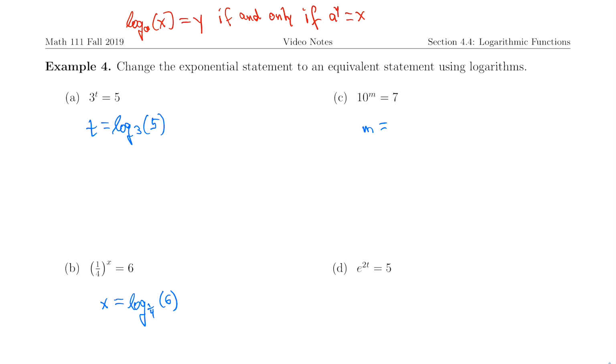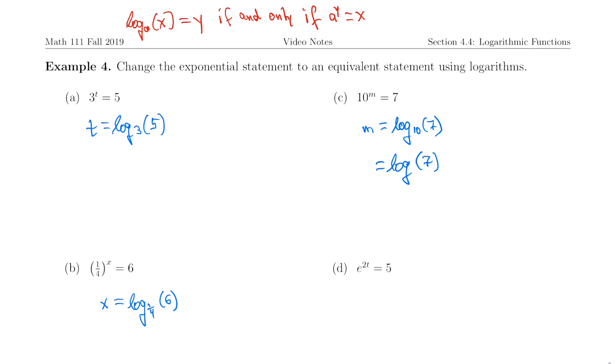Now in this case, my logarithm, I'm going to write it out once, is to the base 10 of 7. However, when we write the base 10, we don't actually have to write the base. So all we have to write here is log 7, often said as the logarithm of 7. And that's a common logarithm.